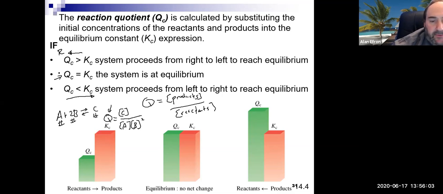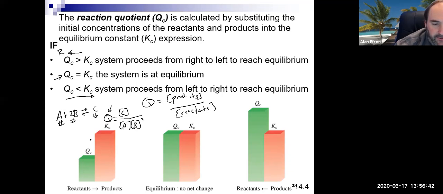The second place where we typically use Q is when we do calculations with ICE tables and figure out equilibrium concentrations, because it can help us determine whether or not something is at equilibrium, but more importantly, it gives us a direction as to which way the reaction needs to go to get to equilibrium. So we'll come back to Q a little later. What we're going to talk about now is a straight-up Q type question, but we'll see where it comes into play later when we do ICE tables and some of those calculations as well.